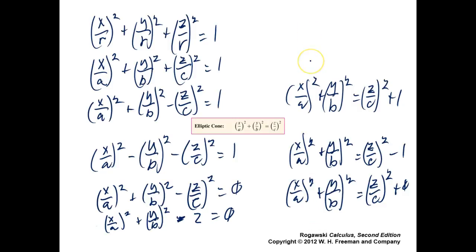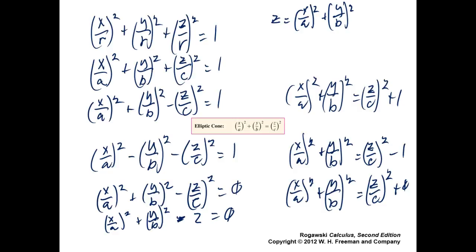I wish I had written these further up, so I'll go do this at the top. This is how they usually write it: z is equal to x over a squared plus y over b squared. Just like they did for the elliptic cone, put the z by itself. Now, again, z is going to be your axis. It's the odd man out.